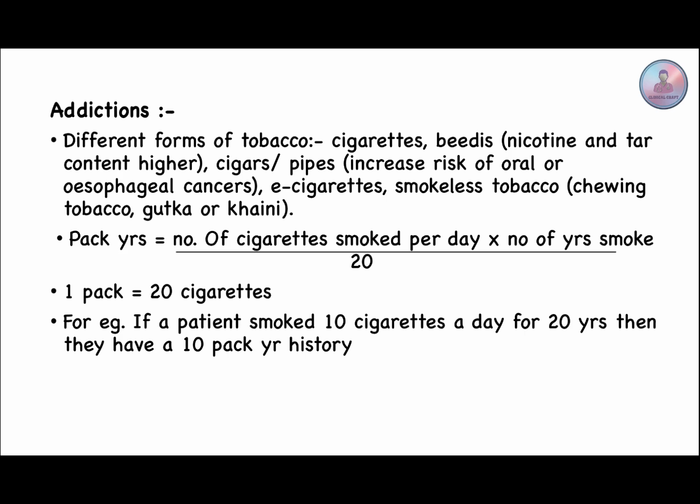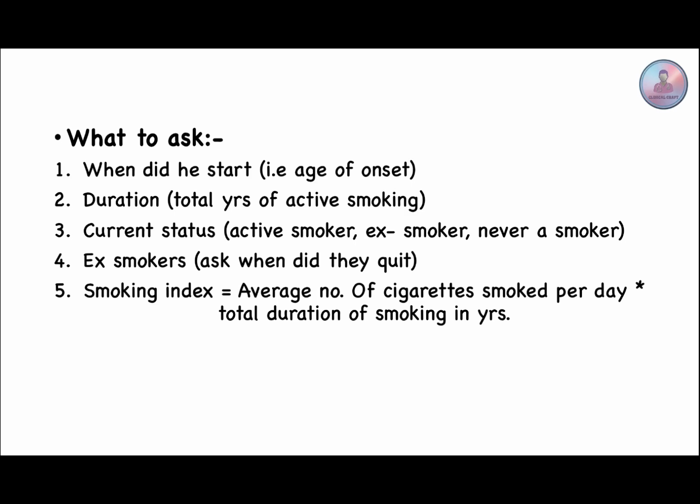For example, if a patient smoked 10 cigarettes a day for 20 years, then they have a 10 pack year history. So, what to ask in addiction history? Age of onset, duration, that is total years of active smoking, current status, that is, is he an active smoker, an ex-smoker, or never a smoker. For ex-smokers, you should ask about when did they quit and calculate the smoking index.